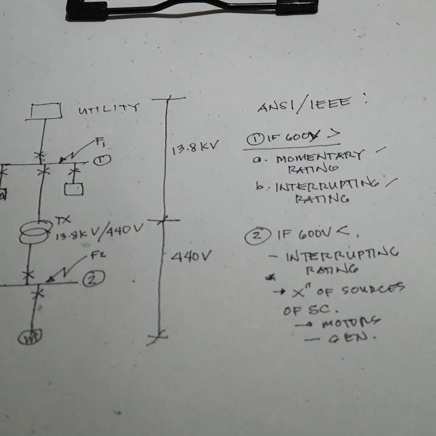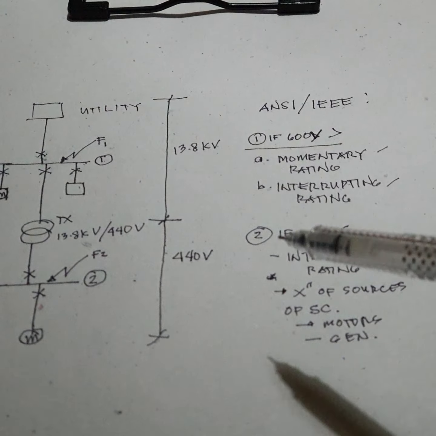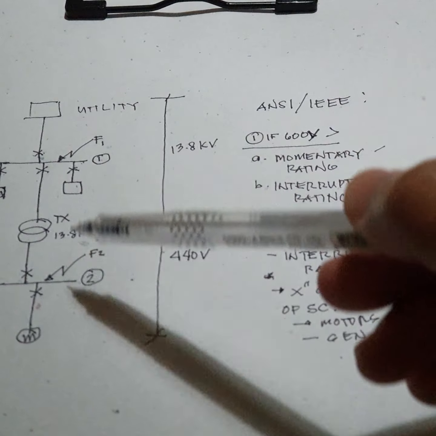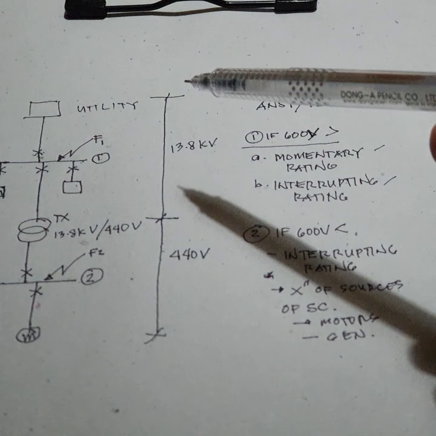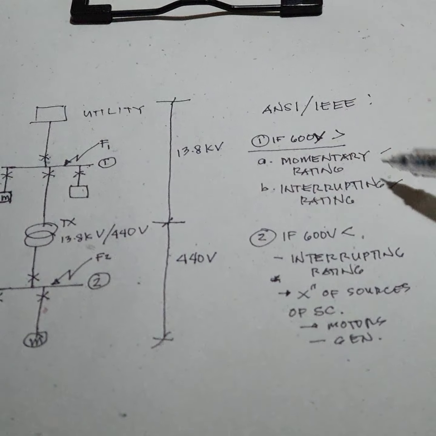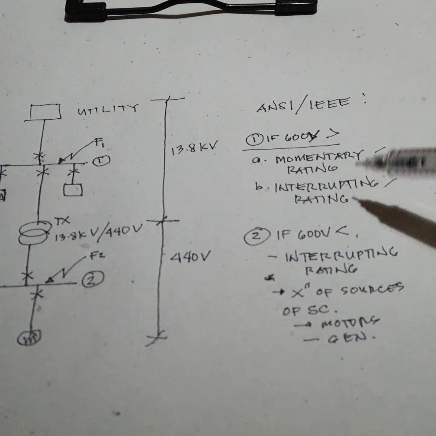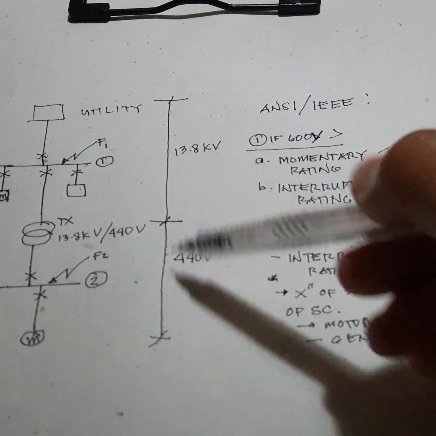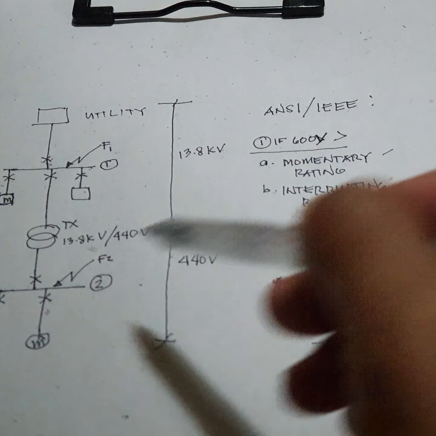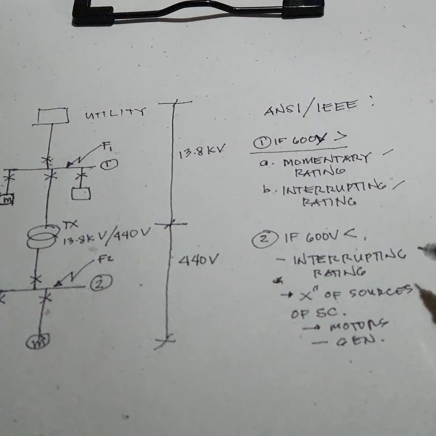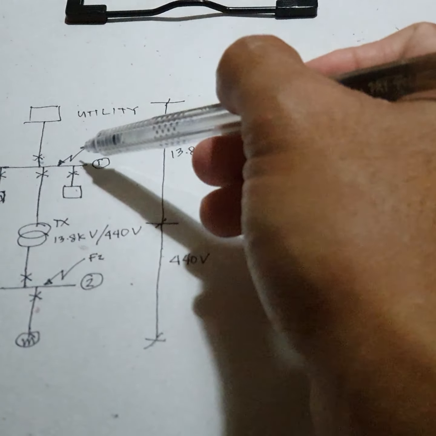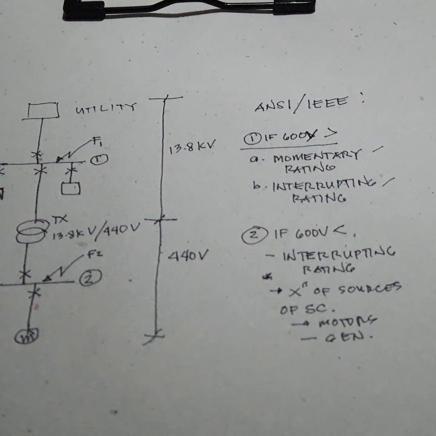So that's all for this video. So let's have a summary. The protective devices in bus 1, you have to determine the momentary rating and the interrupting rating. And for the low voltage, or less than 600 volts, in this bus, you need to determine the interrupting rating only of the protective devices. And of course, you have to perform the fault current calculations, and we will discuss that also in the next videos.